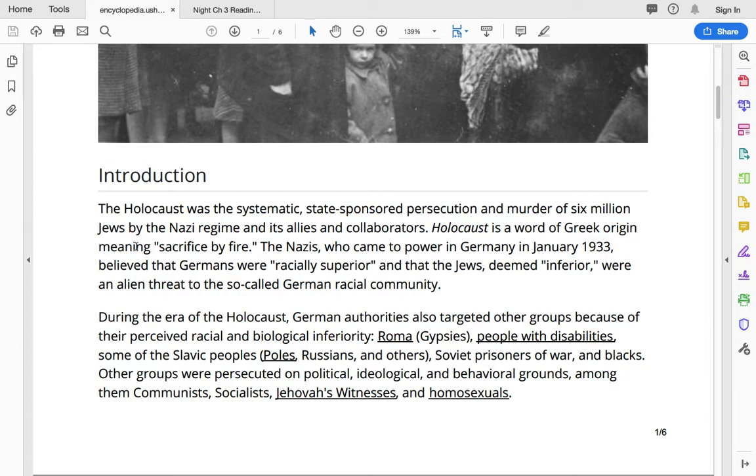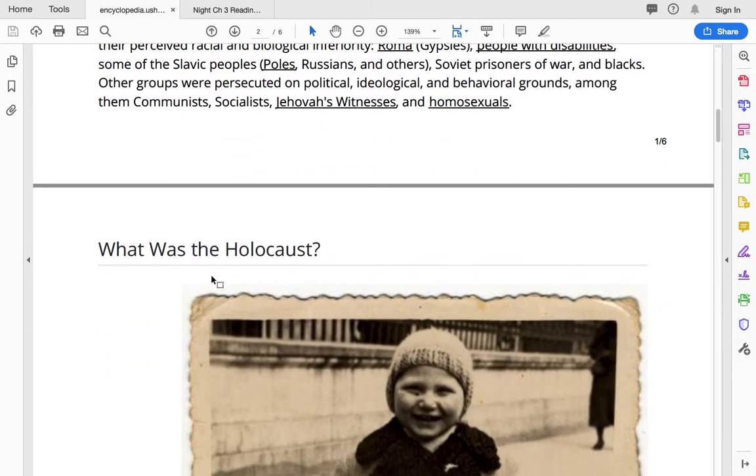During the era of the Holocaust, German authorities also targeted other groups because of their perceived racial and biological inferiority. So these are all the groups that the Germans thought were less than them, like worse. Roma (gypsies), people with disabilities, some of the Slavic people, Poles, Russians, and others, Soviet prisoners of war, and Blacks. Other groups were persecuted on political, ideological, and behavioral grounds, among them communists, socialists, Jehovah's Witnesses, and homosexuals.